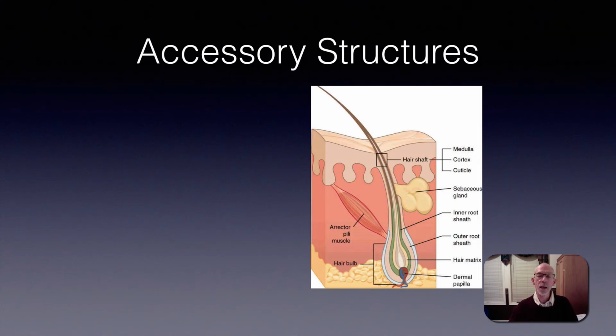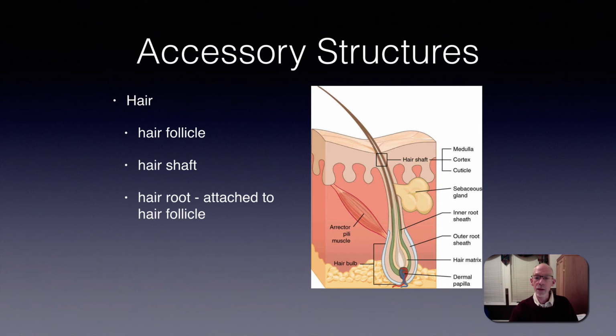Let's now take a look at the accessory structures of the integumentary system. Hair is one of those structures, and it has a hair follicle. That's not really shown or labeled in this diagram. It is the cylinder that the hair shaft is located in. It also consists of a hair shaft, and hair also has a hair root. This is the part that's attached to the hair follicle.